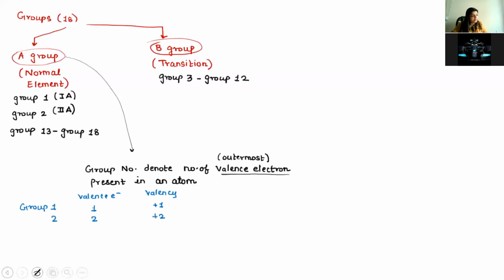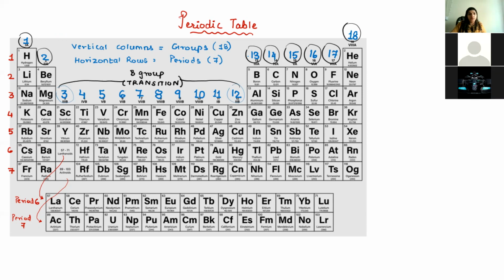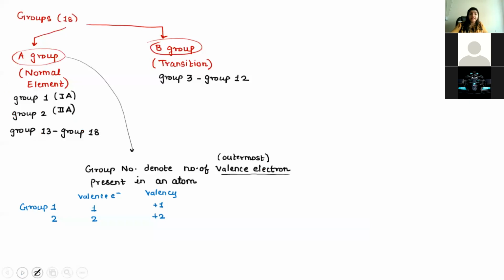Now we will not be going to group 3 to 12. Why will we not consider group 3 to group 12 right now? Because they are transition metals, they are B group elements. I told you that we are just focusing on A group elements now, so we will directly move to group 13.